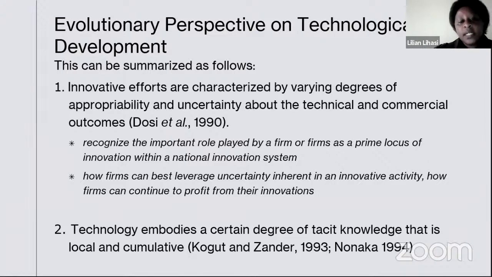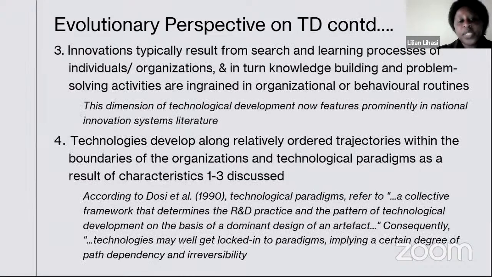And evolutionary economists continue to think about innovations typically as results from research and learning. As the chair had indicated, it's because of learning and interaction that we have been able to learn, and we are acquiring knowledge from the researchers that had been there before us. And as we continue to interact with one another, we are learning. And we find that the dimension of technological development now features prominently when it comes to national innovation systems literature.